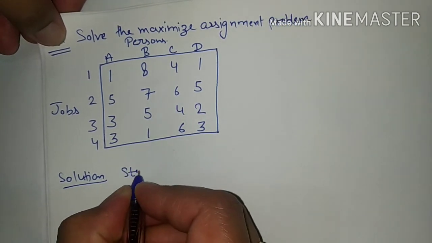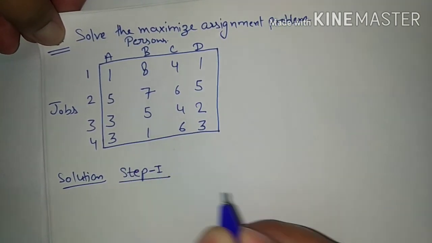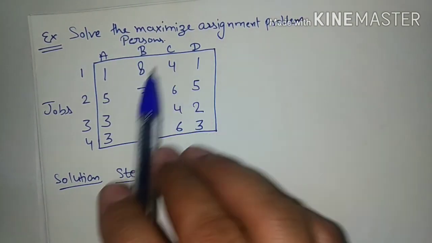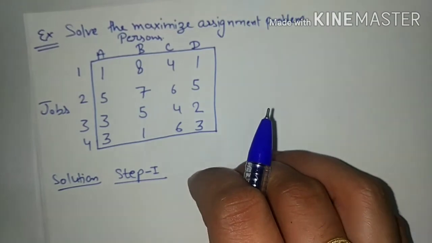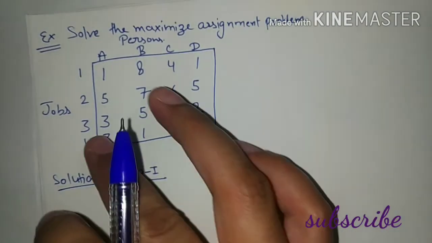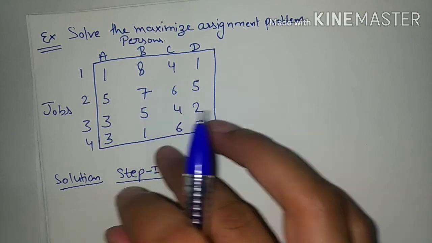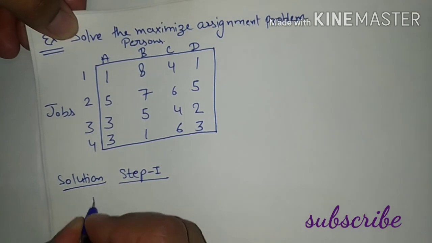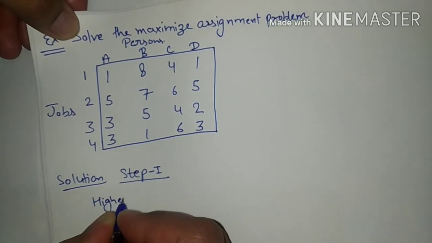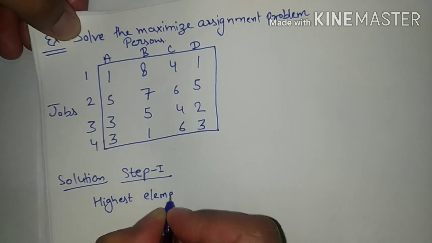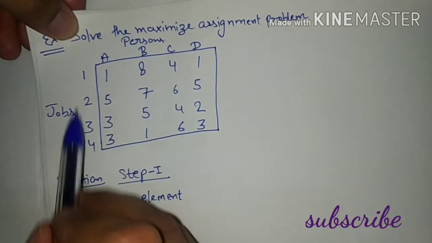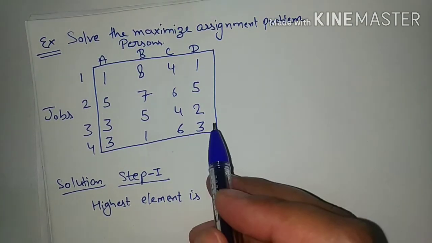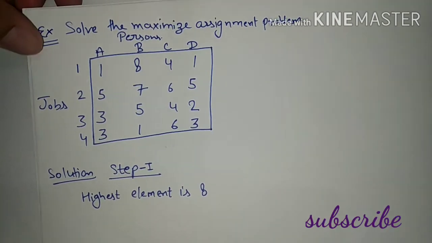Step number 1. This is a maximization assignment problem, so first we convert it into minimization. We subtract all the elements of the given matrix from the highest element. Here the highest element is 8. So 8 is subtracted from all the elements of the given matrix.